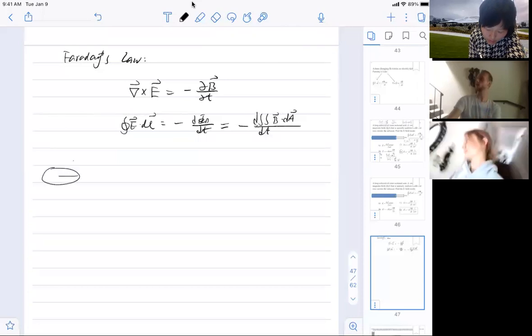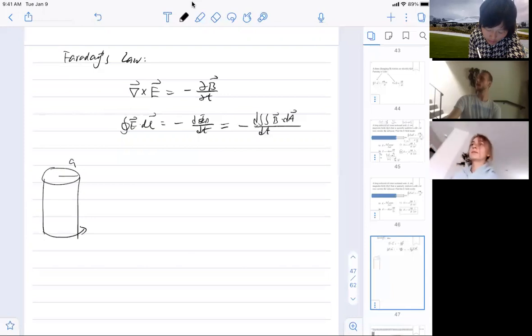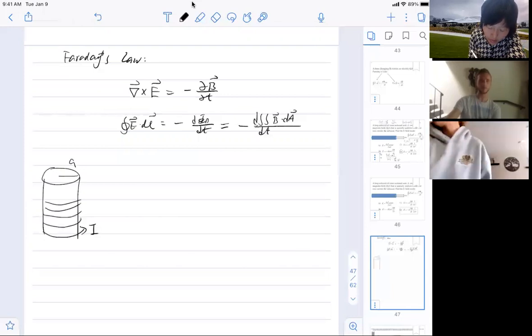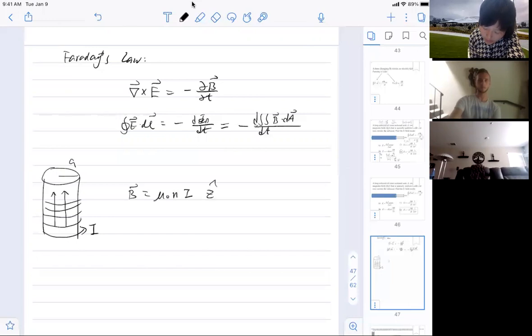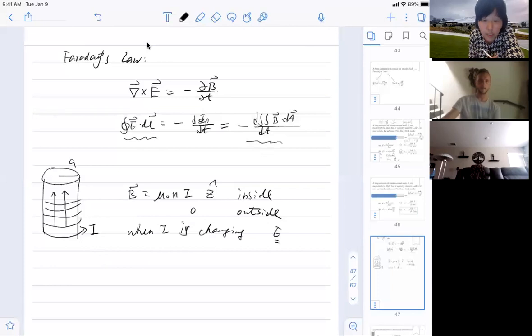which is, let's see. So this is a solenoid, with a current running through, right? And the B for a solenoid, you probably know, is constant within and zero outside. So B for a solenoid is mu naught N I z hat inside and zero outside. Of course, when your current is constant, your B will stay constant. But if your current is changing, then your B will be changing, in which case you will have an induced E field, right? So we want to use this equation to solve for, when I is changing, we should have an E field and we want to calculate it.